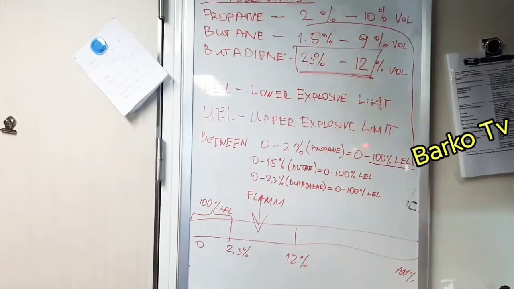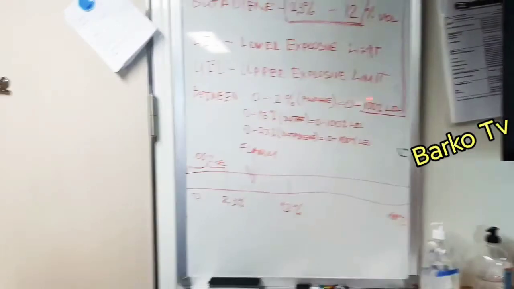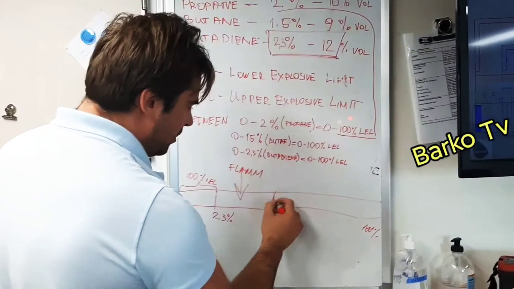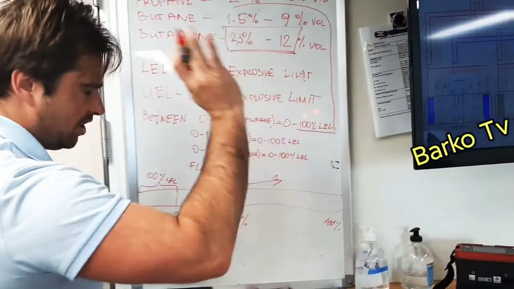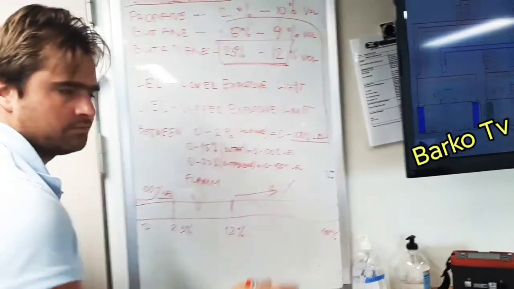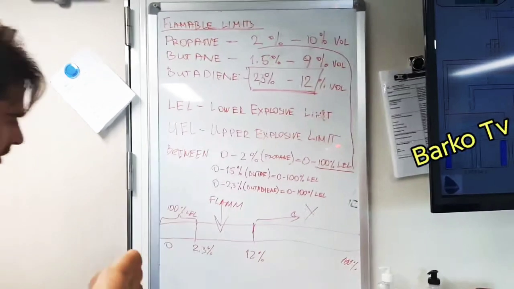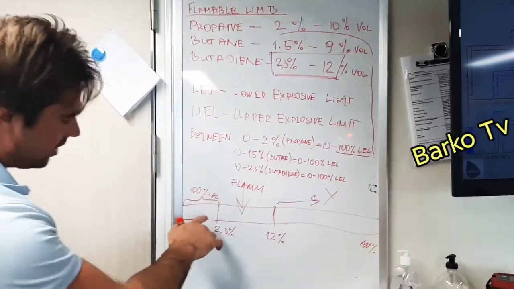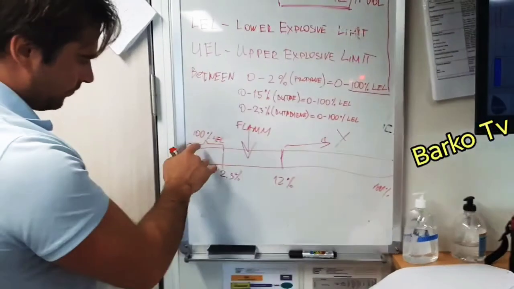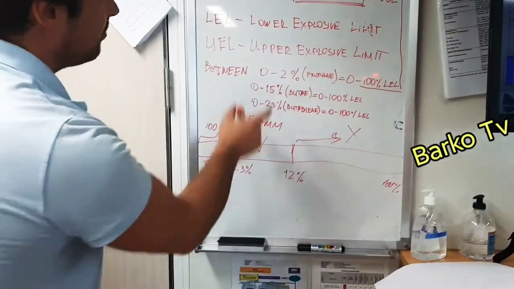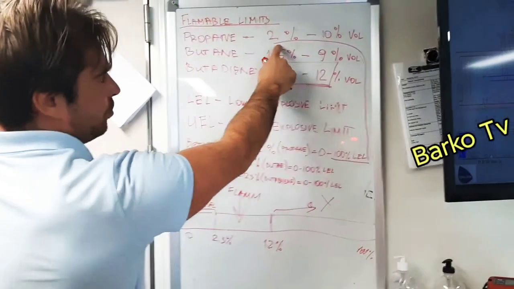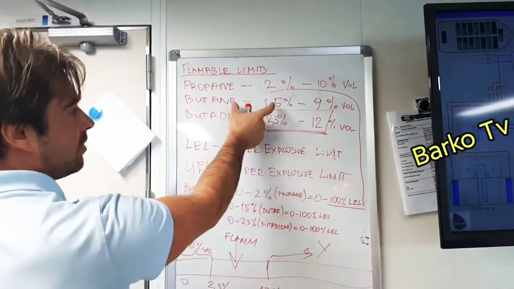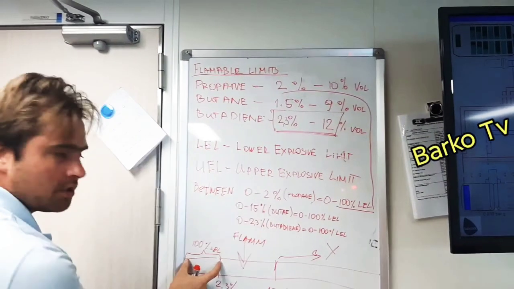That is a good illustration. But if it is more, it will not catch fire. It's too rich here, 12 to 100. Here is too lean. Here is the flammable range. That's why, in order to exclude this part, this is divided. And it depends. Propane is 2%, butane is 1.5, so only 1.5% will be this one part.